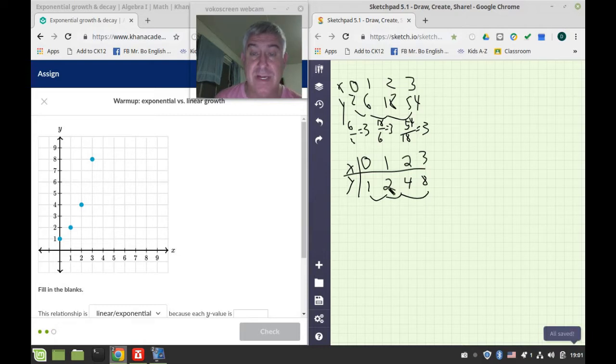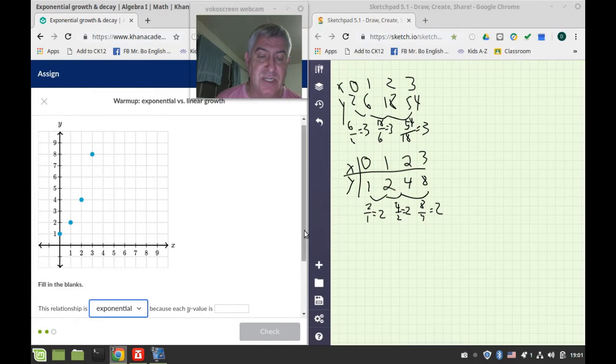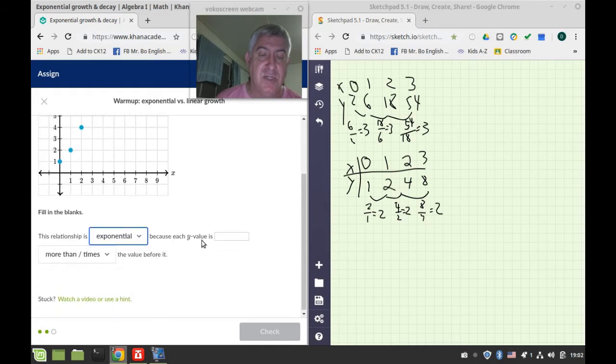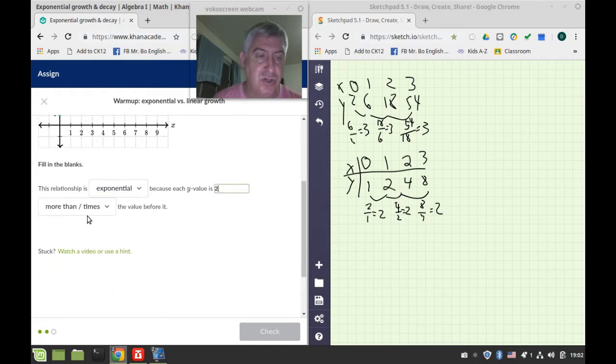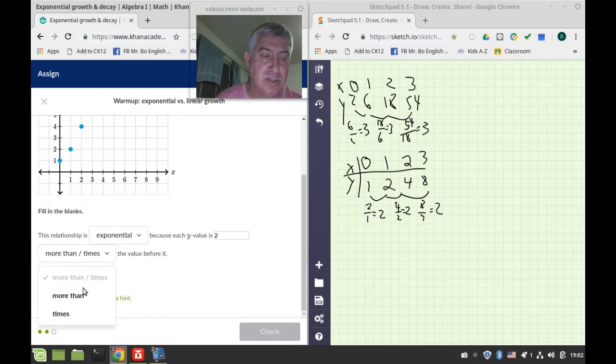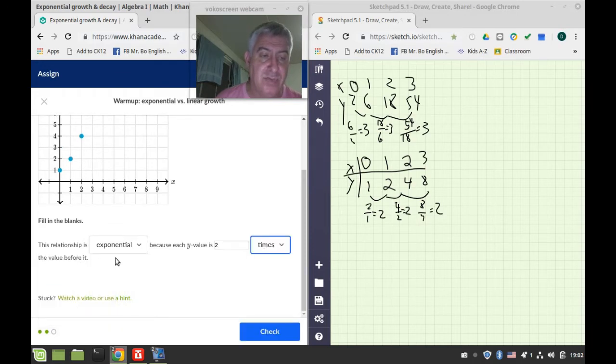And that didn't work, right? It's not the same rate. So let's look at whether we can divide. 2 divided by 1 is equal to 2. And 4 divided by 2 is equal to 2. And 8 divided by 4 is equal to 2. So what does that mean? That means it's an exponential function. It's an exponential function because each y value is 2 times the value before it.